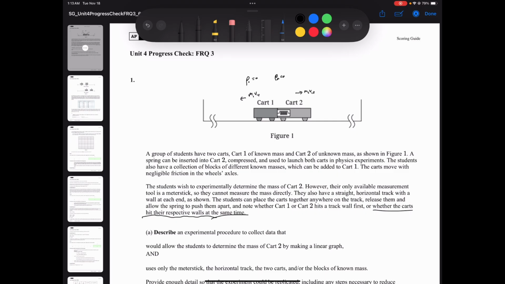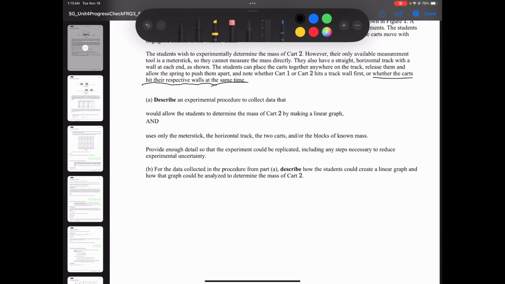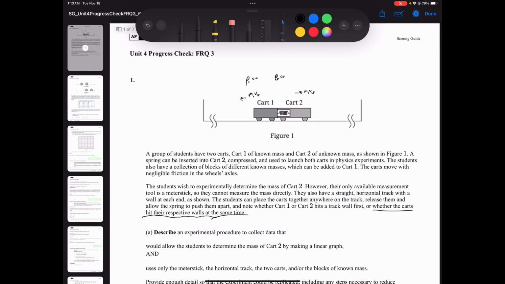So cart 1 has a known mass, and they have other known masses that they can add to cart 1. So that's basically their independent variable. And then their dependent variable is basically they're trying to figure out what the mass of cart 2 is. Now, if you had motion sensors, you can just look at the velocity. But if you're clever, you can set up the meter stick in such a way where you're actually going to be, instead of measuring the ratio of the velocities, right?